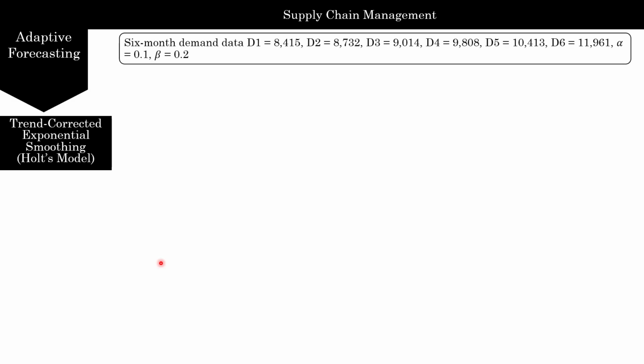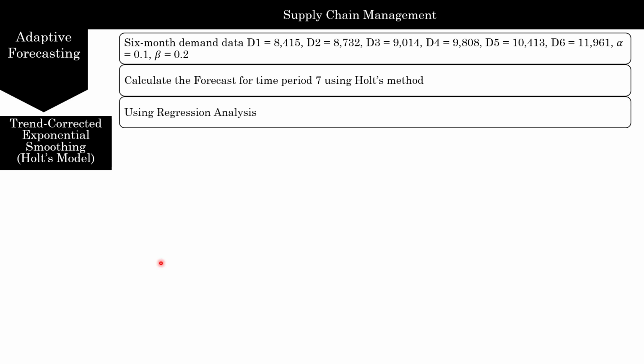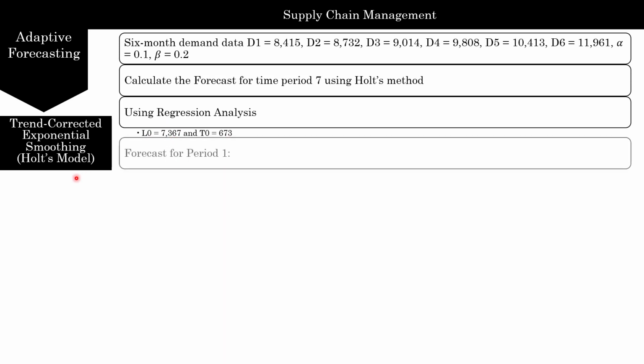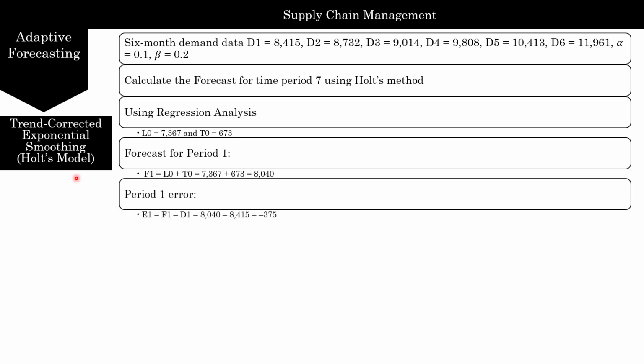So let's take an example here. There is 6 months of demand data given to you. Alpha is set to 10%, beta is set to 20%. And we are going to use regression analysis. Now, if you're going to do a paper and pen exam, this will be given to you. So your L0, your level or your intercept, is 7,367. Your trend is 673. And so your forecast for the first period, you can calculate using that formula.